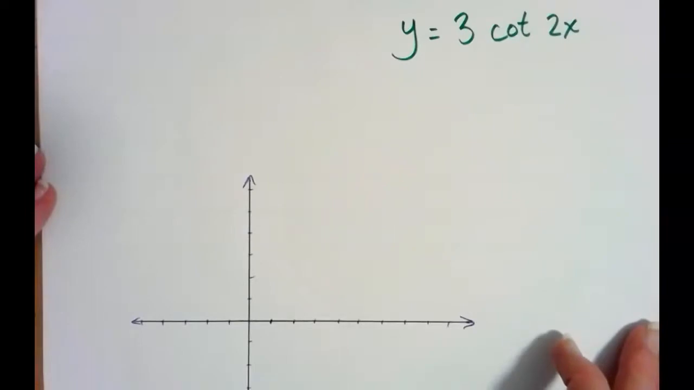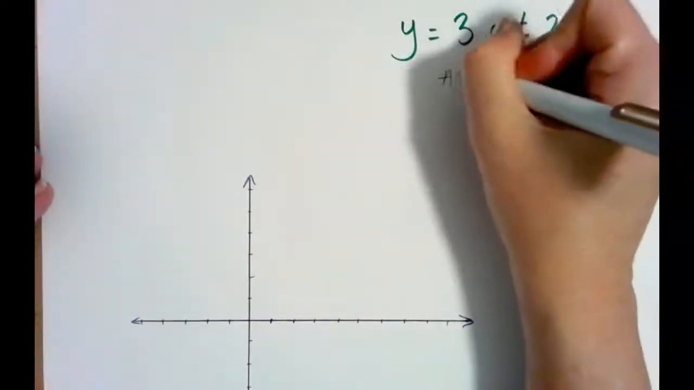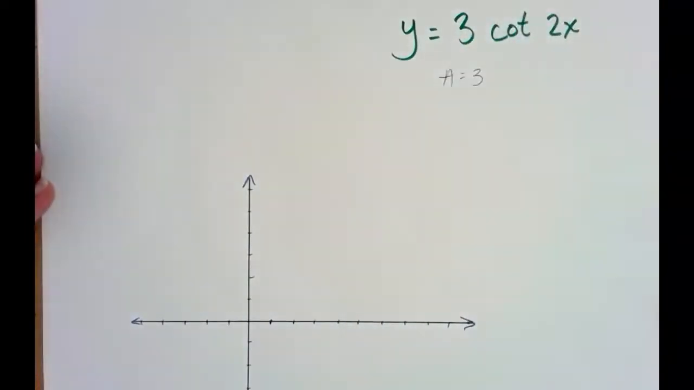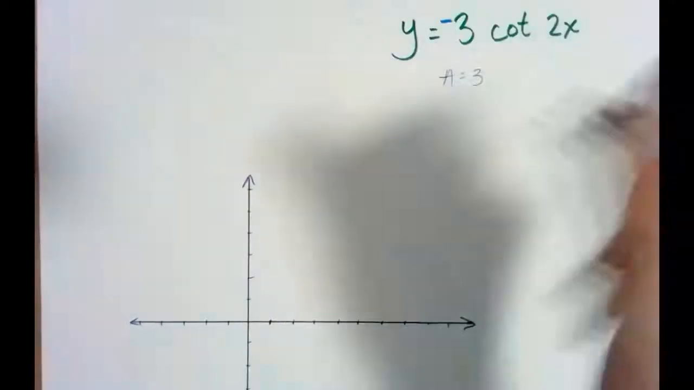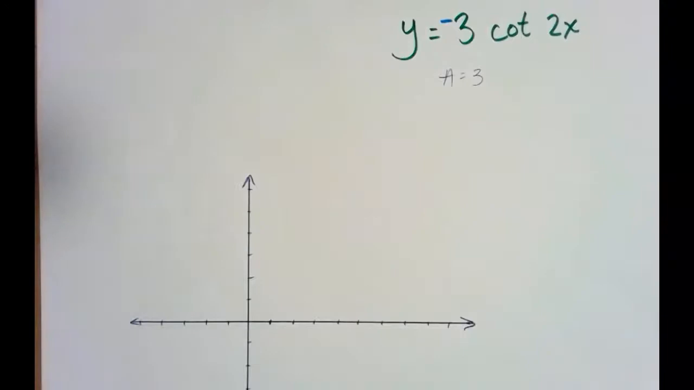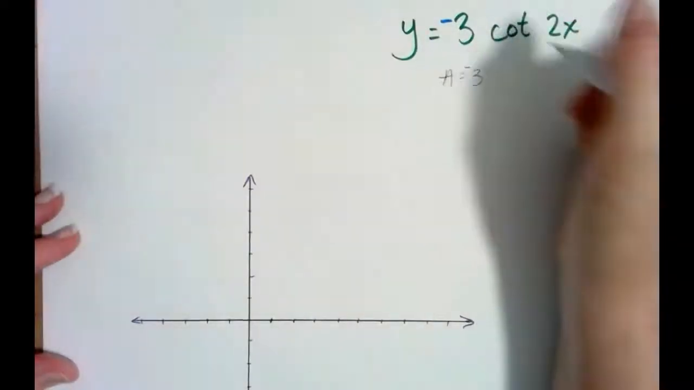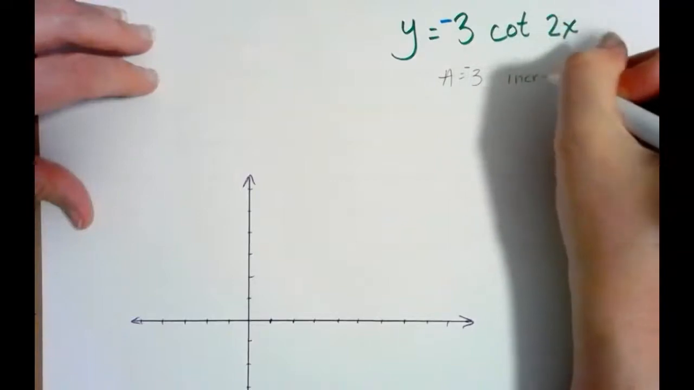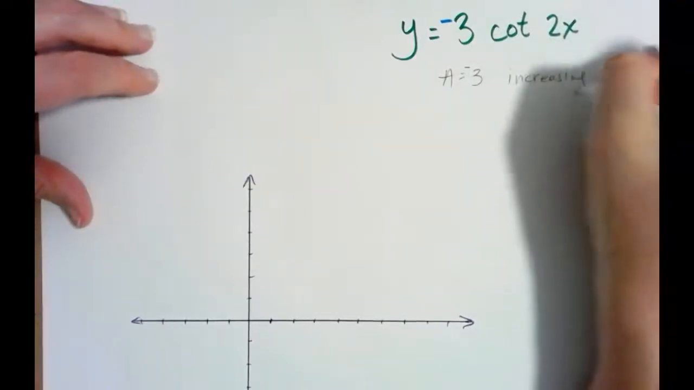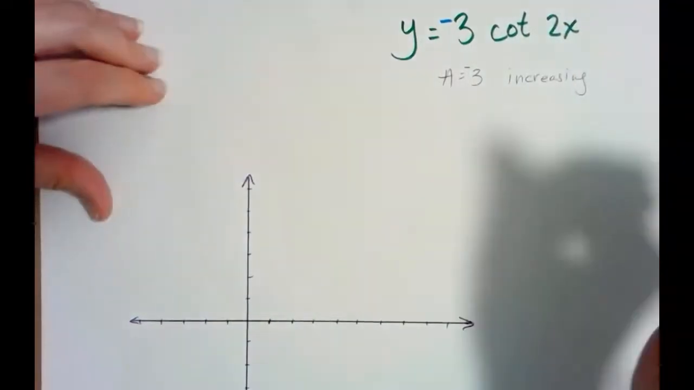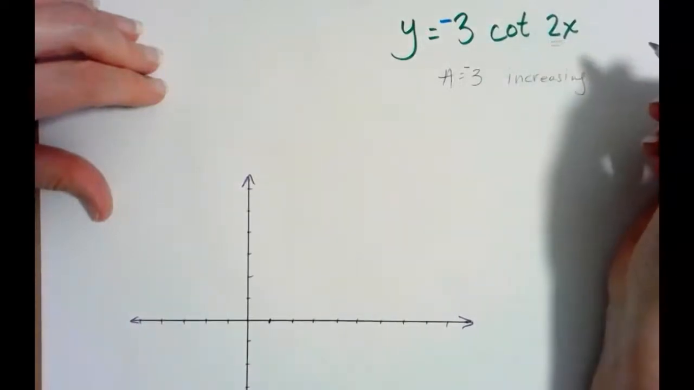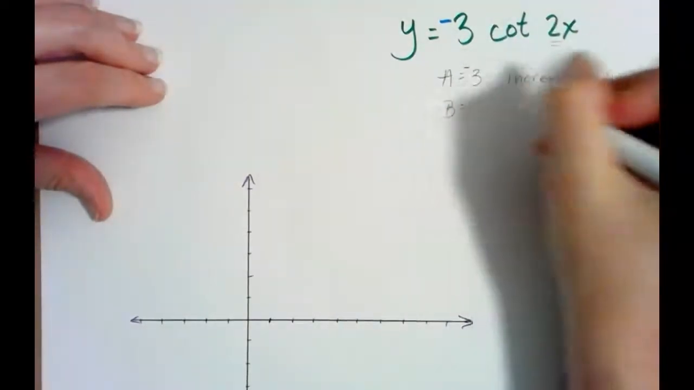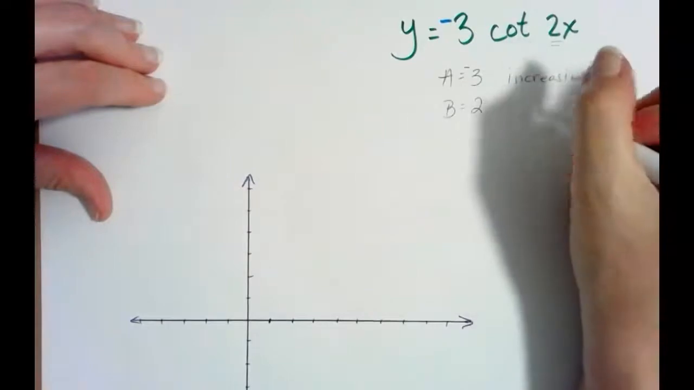Finally, switching it up a little bit, we've got an A value of positive 3. And I think I'm even going to make it negative 3 just to make it more exciting. So an A value of negative 3, which means instead of decreasing branches, our branches are going to be increasing because this is the cotangent. But we do have a B value here. And remember, a B value changes the period.